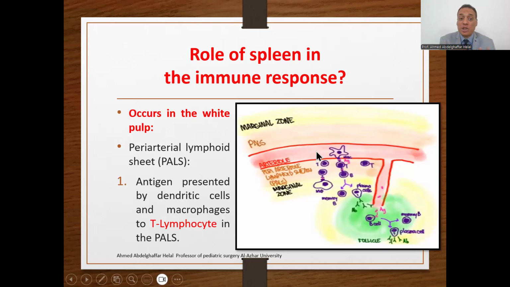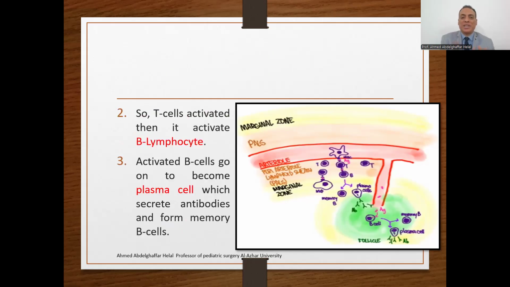These viruses, or the antigen, will be presented by the antigen presenting cells, like the dendritic cells, to the T lymphocyte present in the periarterial lymphoid sheath, PALS. The antigen will be taken by these dendritic cells, and the dendritic cells will present this antigen to the T lymphocyte. The T lymphocyte identifies that this antigen is foreign, that it is harmful to the body. So the T lymphocytes will get activated, release cytokines, and activate the B lymphocyte.